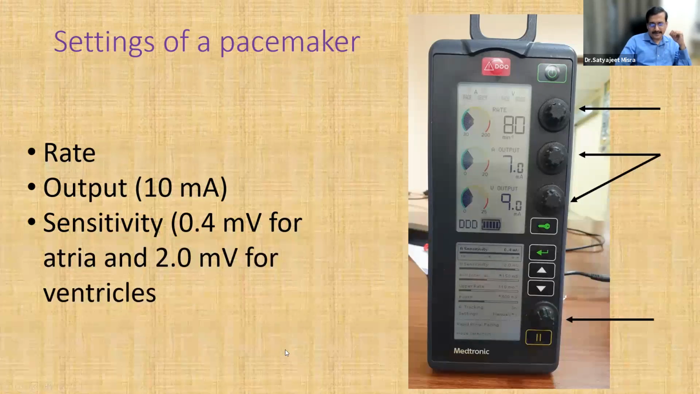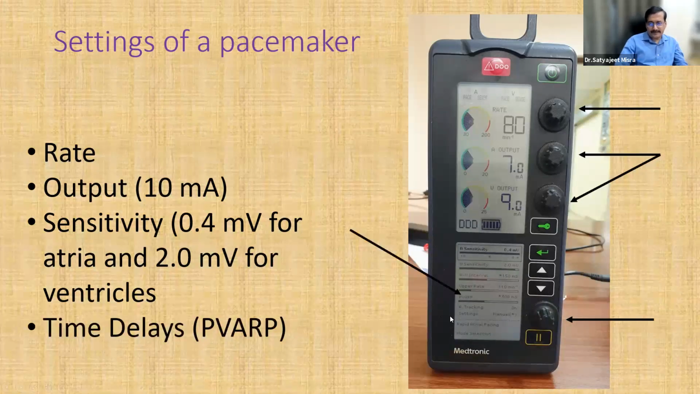Then there are other settings. There are the time delays. Now, if you can look here where this big black arrow is pointing, this is something called a PVAF. I'm sure most of you would have never paid much attention to this, but these are important settings. I'll be speaking about these settings in greater detail in the subsequent slides. But these are important settings because they establish the important time delays that is required for the optimal functioning of the pacemaker. So you have an AV interval and you have a PVAR.